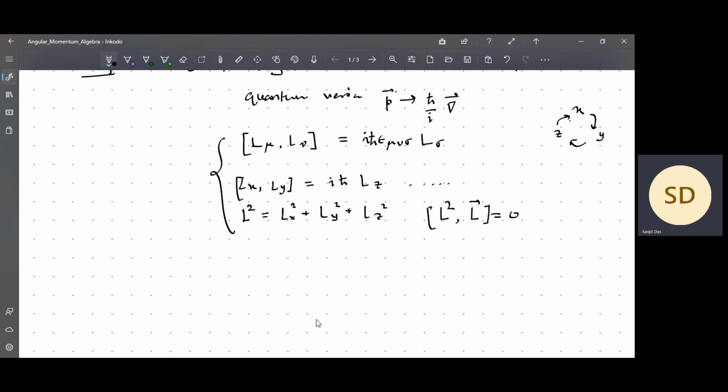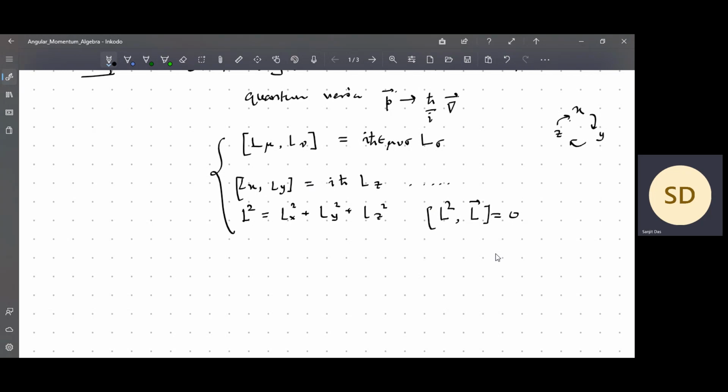So angular momentum algebra means: for which objects does the algebra follow this relation? In this case L, the orbital angular momentum, follows this relation, and in general if something else instead of L also follows this commutation relation or algebra, we call that an angular momentum algebra.